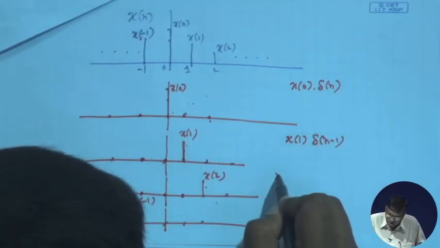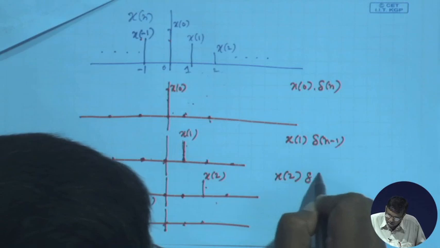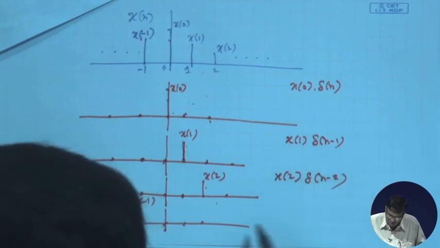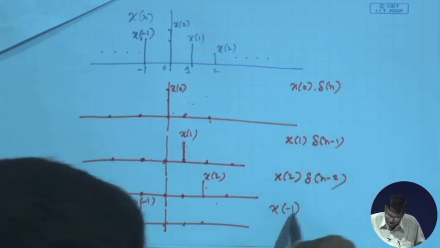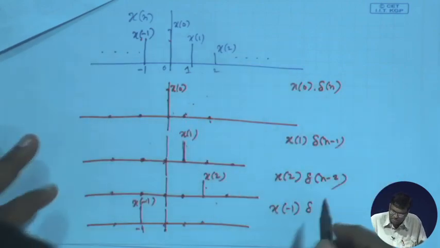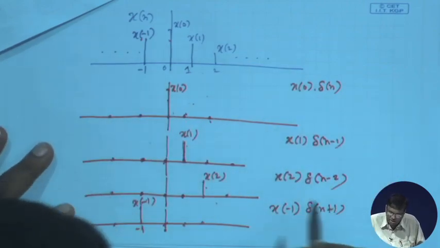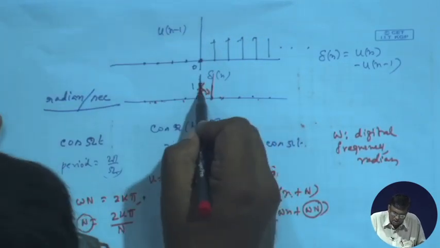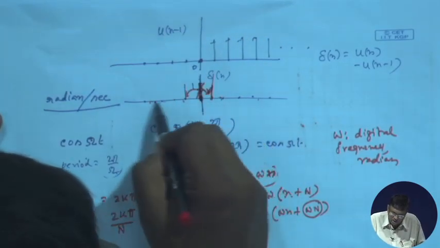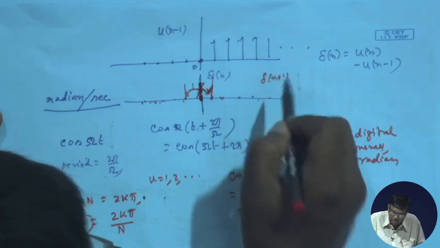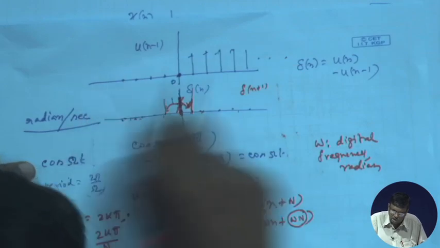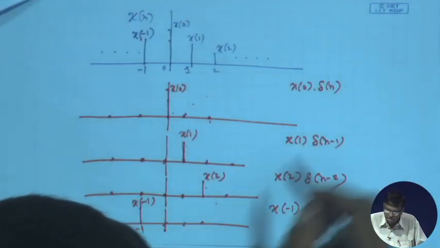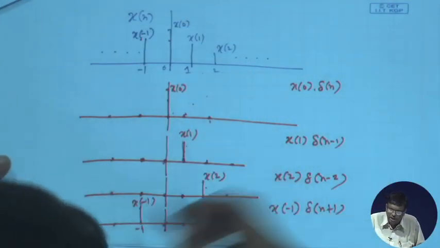Then by the same logic, it will be x 2 delta n minus 2. It will be x minus 1 delta n plus 1, now this is shifted to the left. If delta is n plus 1, this will be shifted to the left, 1 will move here, at minus 1. And if you multiply by x minus 1, this height will be x minus 1, others will remain 0, you get this. So, if you add them, you get x n.